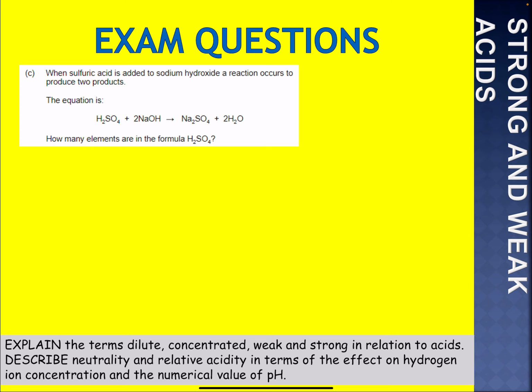When sulfuric acid is added to sodium hydroxide, a reaction occurs to produce two products. So there's your sulfuric acid, there's your sodium hydroxide, there are your two products. How many elements are there in the formula H2SO4? Not atoms, it's how many elements are there.